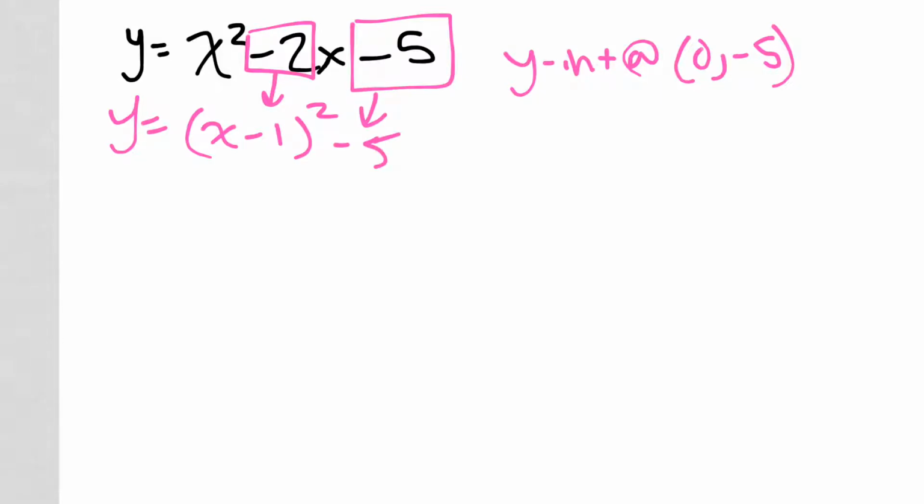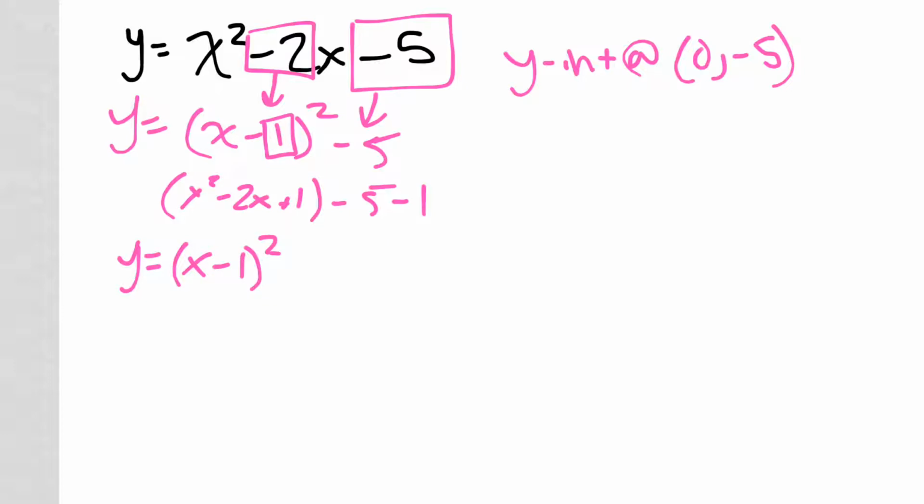I still have that, but these two equations are not the same. I need to adjust, because if you expanded x minus 1 quantity squared, you would get x squared minus 2x plus 1. So I have changed the value of this by adding that 1 in that completed square, so I need to balance it by subtracting 1. Where is that 1 coming from? It's that number squared. So my final completed square will be y equals x minus 1 squared, minus 5 minus 1 is minus 6.